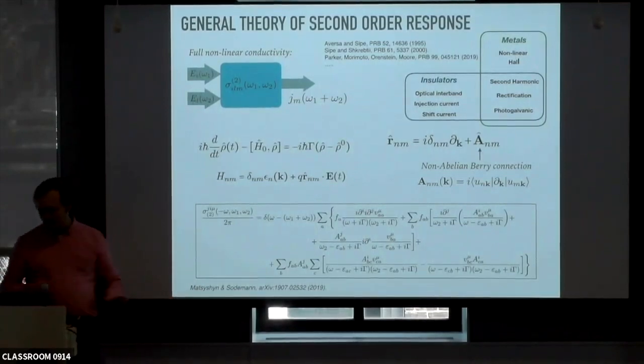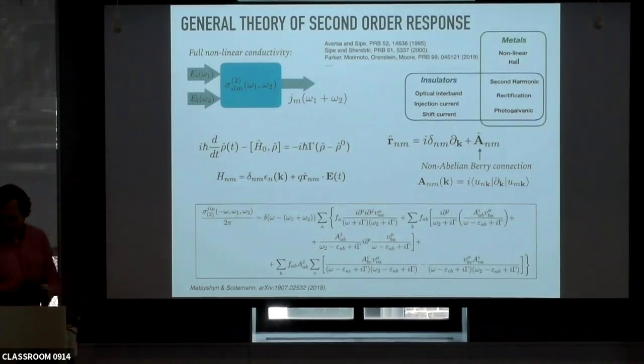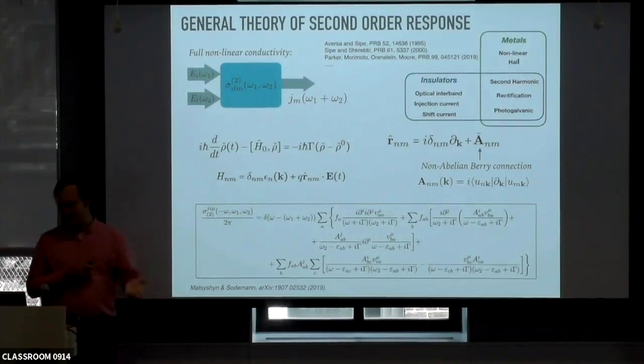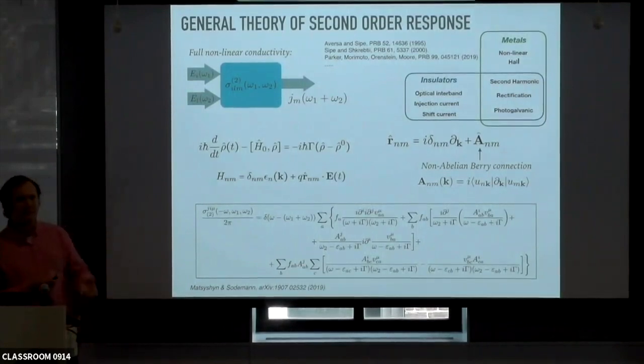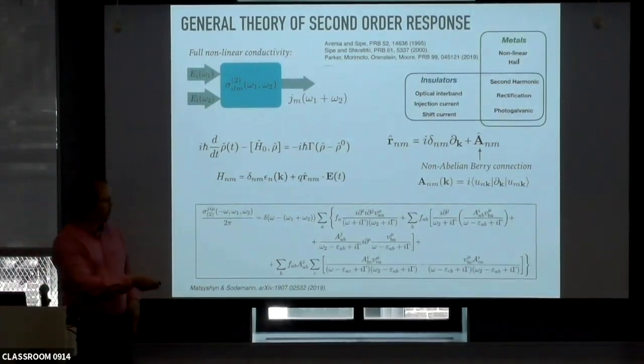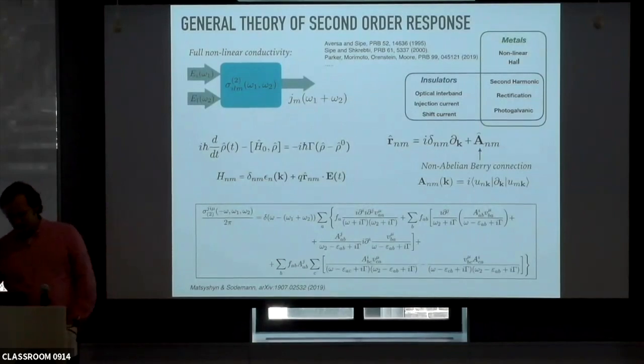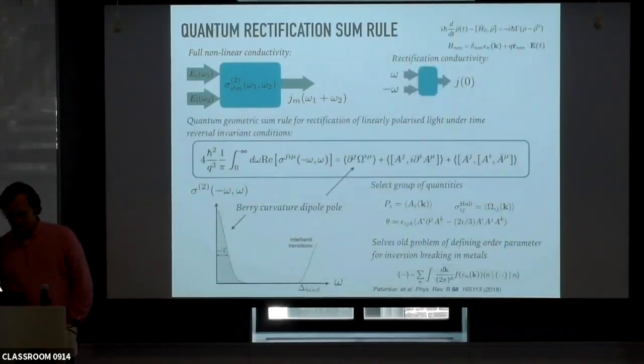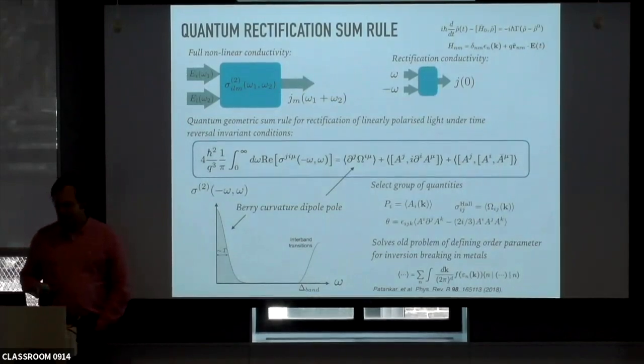So we have a complete formula that captures, I claim, all second order optical transport effects in any system, metals, insulators, as long as you can model the relaxation processes by relaxation time approximation. Okay, and with that very general second order conductivity formula, we found this sum rule.